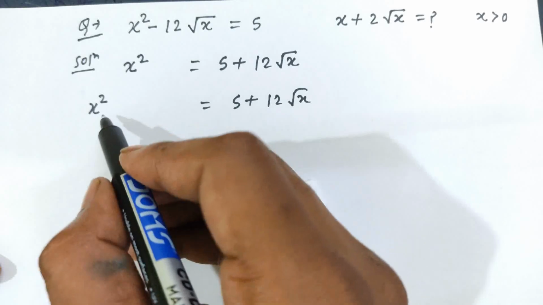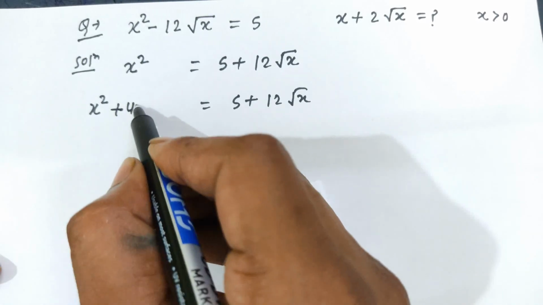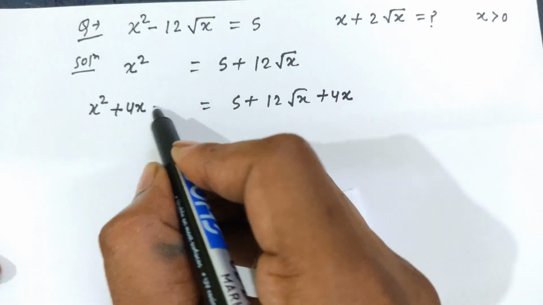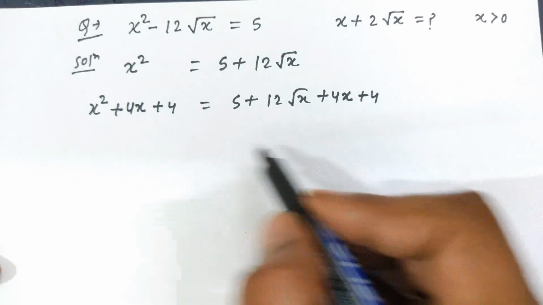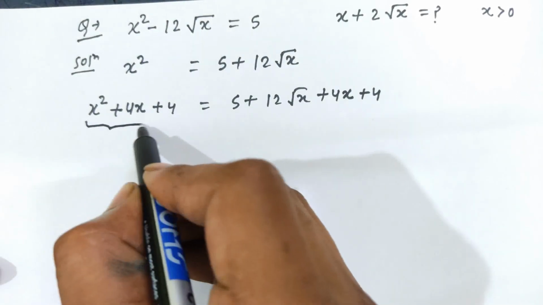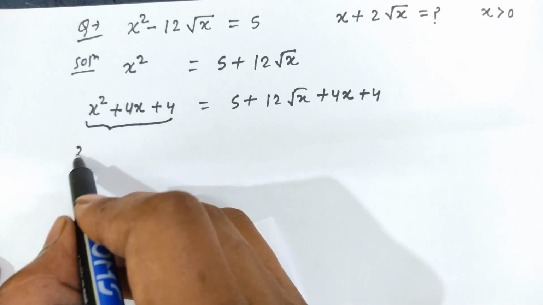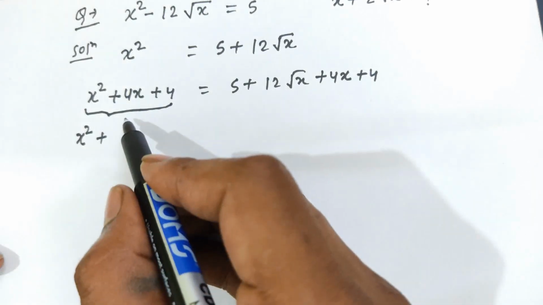Look carefully, in left hand side we have x square, so if we add 4 times x and add 4 on both sides, then in left hand side we have x square plus 4 times x plus 4. This expression is x square plus 4 times x plus 4.